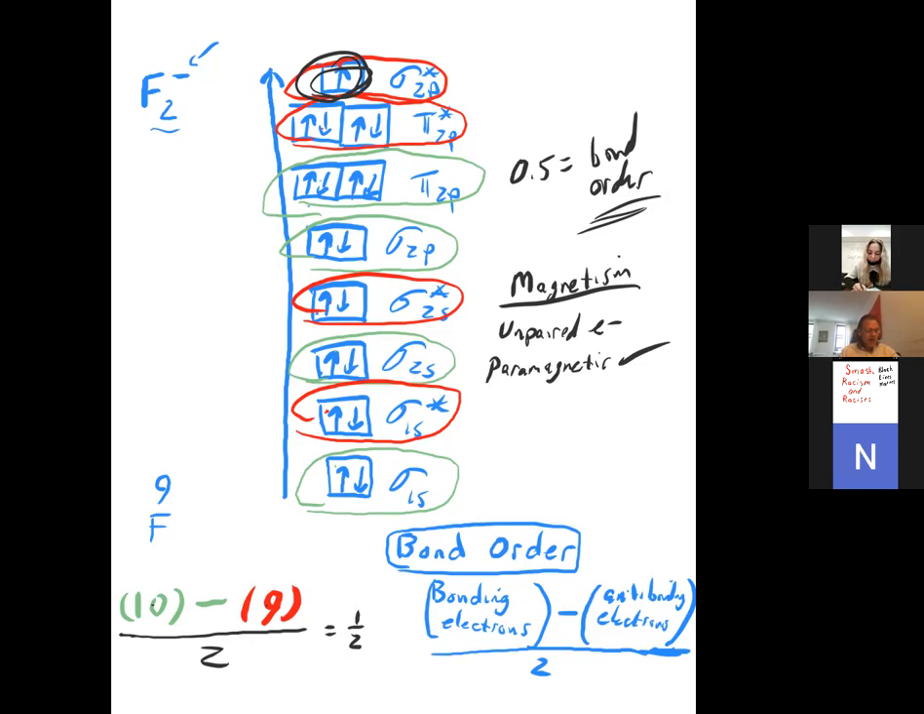Then there's something called diamagnetic. Diamagnetic means that it has no unpaired electrons. Every electron is paired, and it's actually repelled by a magnetic field. So if you put a magnet next to it, it's weakly, not real strong, but it will actually move away from the magnet. So paramagnetic is attracted to the magnet, diamagnetic is repelled by the magnet. If everything is paired up, it's diamagnetic. If there's even one unpaired electron, it's paramagnetic. So let me show you another example.